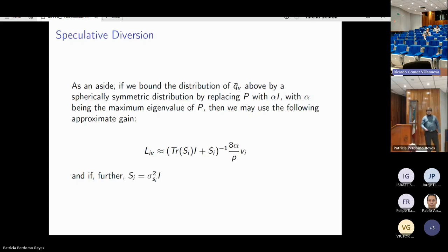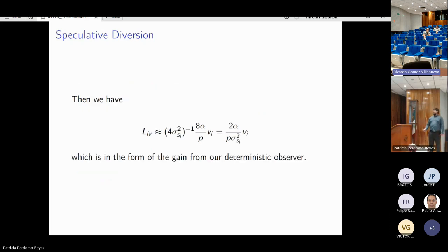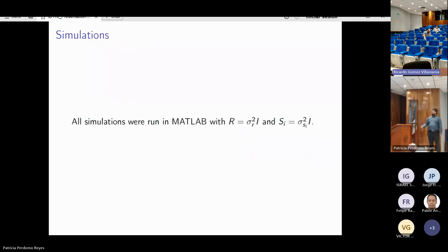And then if we let the noise be spherically symmetric, we get that this approximate gain is sort of in the form of what we have around the deterministic observer, in that this is a real scalar in terms of beyond. But that's, again, just a sort of aside. Now, here are some simulations of the behavior of this estimator. All of these run in MATLAB, and these are again spherically symmetric noises.